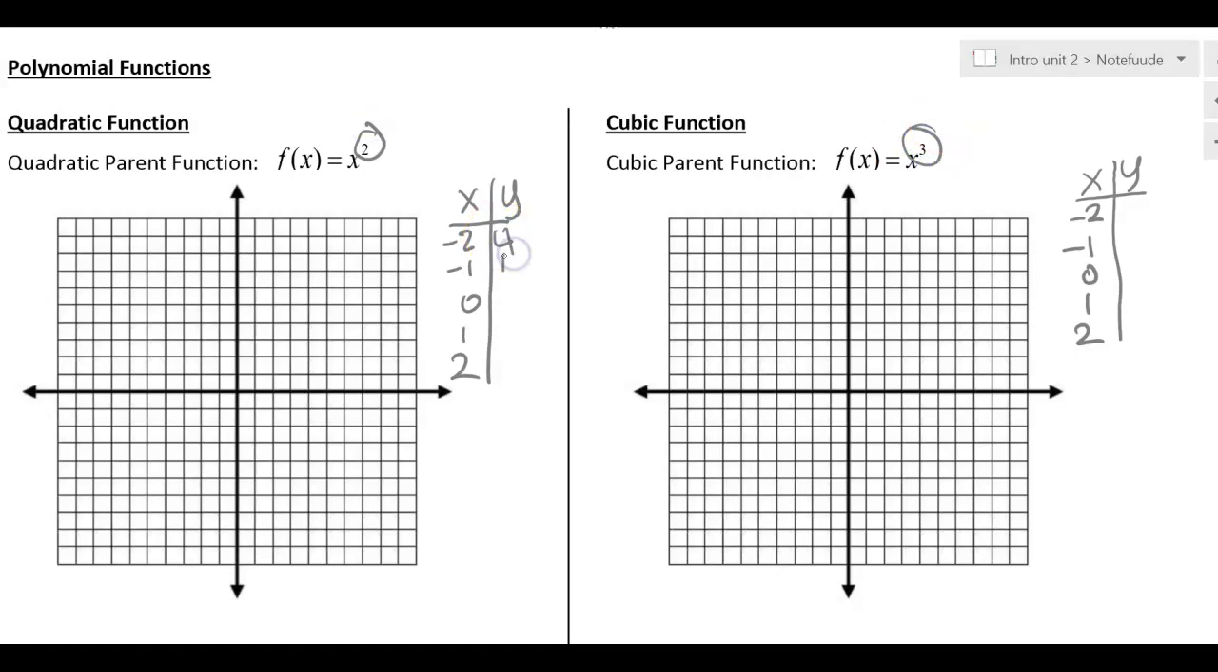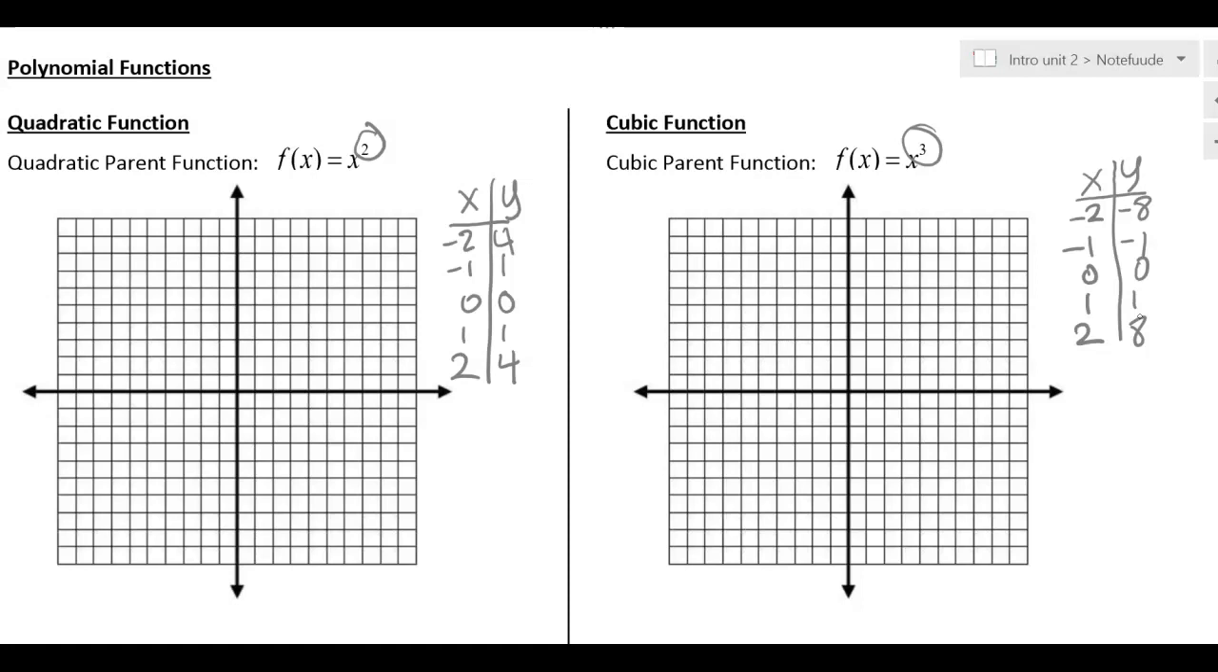So for when we're squaring, those are our y values. And when we're cubing, these are our y values. Okay? So again, how do I know this? I either memorized it, or I just know to use -2 to +2, and then quickly plug them into either square or cube, something like that. Okay?